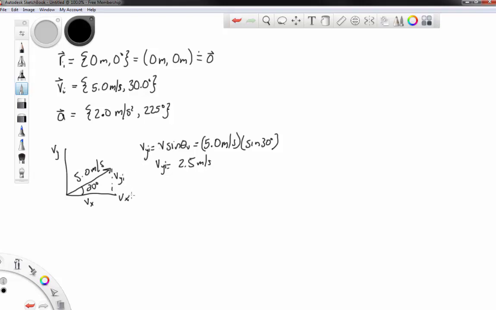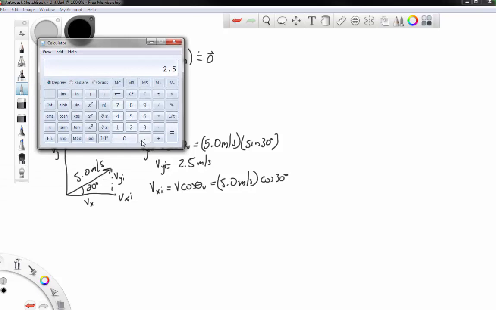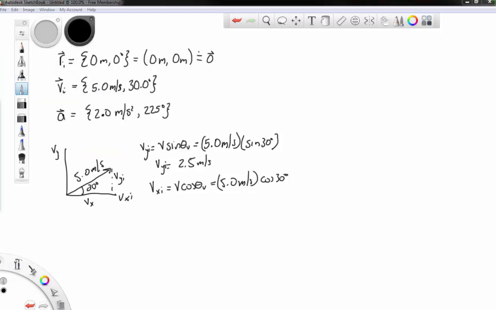So let's do now for x. Vx initial is v cosine theta because it is the adjacent. So to get adjacent, you take cosine times hypotenuse. So that's 5.0 meters per second times the cosine of 30 degrees. Cosine of 30 degrees should be about 0.866. So multiply that by 5 to get 4.33 meters per second. So the initial speed in the x direction is approximately 4.33 meters per second.